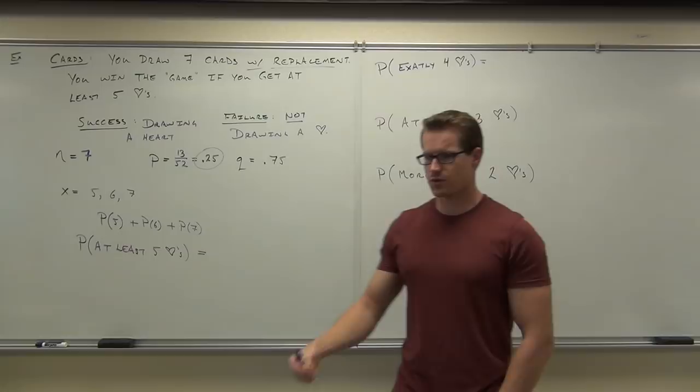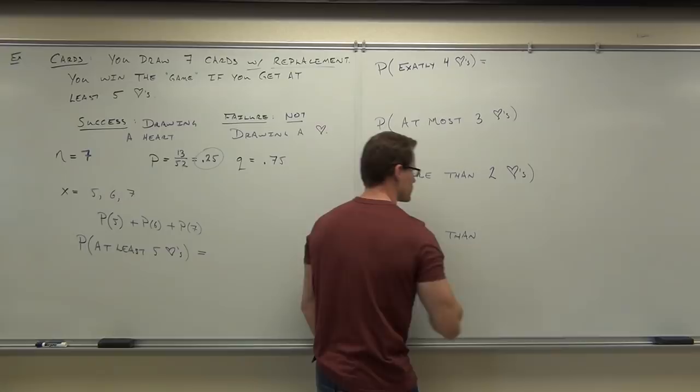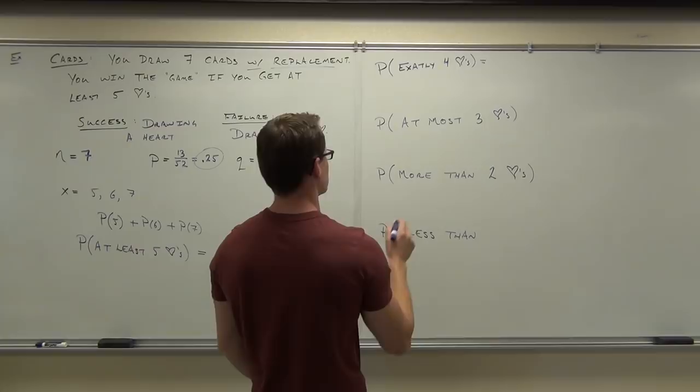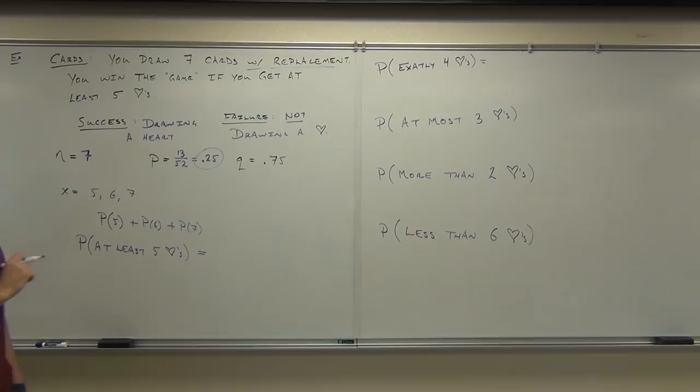Okay. One more. In order to win the game, you need less than what number am I using? 6. You need less than 6 hearts. Oh, that's one of the better ones I've ever drawn. That's pretty good. 5. Less than 6 hearts. To win the game, you need less than 6 hearts.